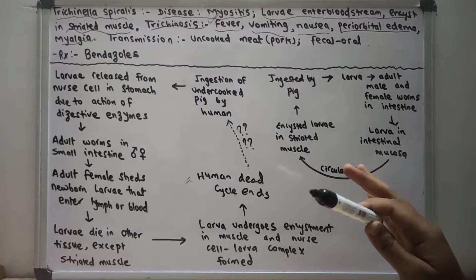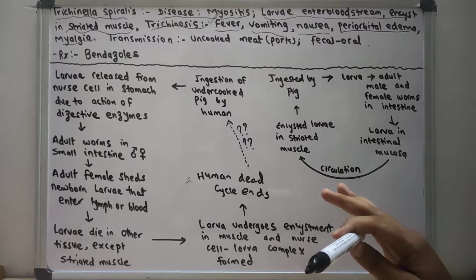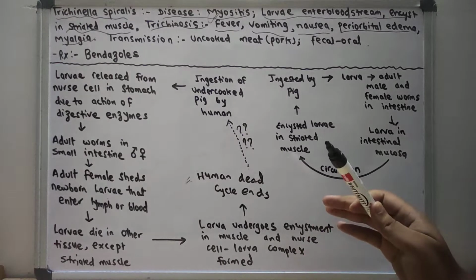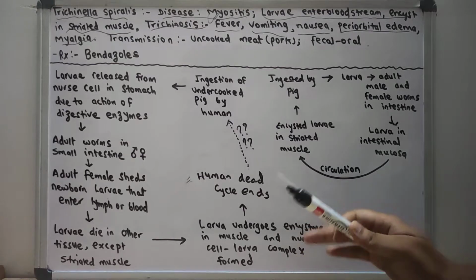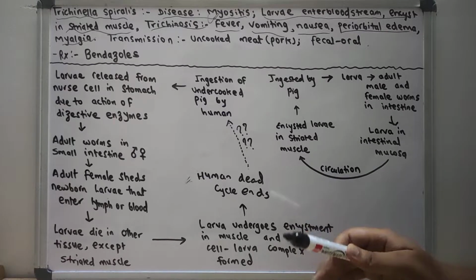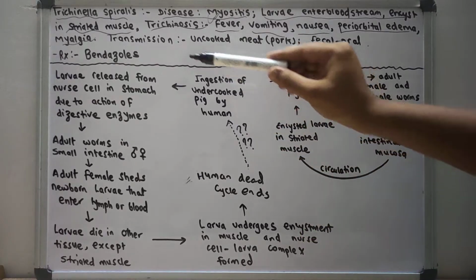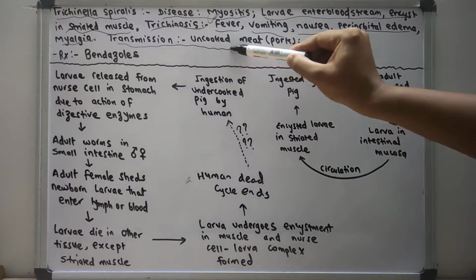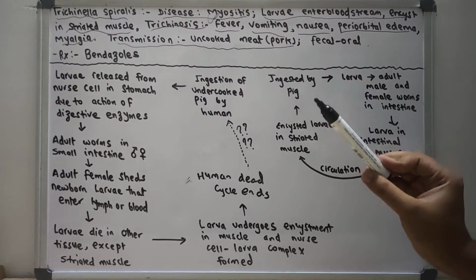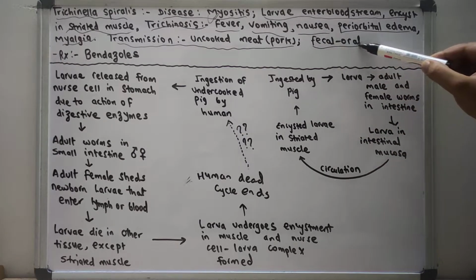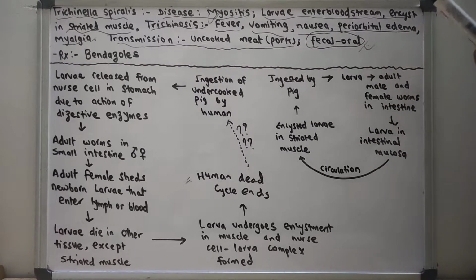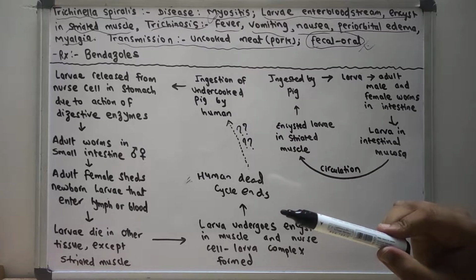How is Trichinella spiralis transmitted from one person to another person, or from the host to the person? It mainly occurs through uncooked meat, especially pig, and also it can occur through the fecal-oral route, though the fecal-oral route is very rare.